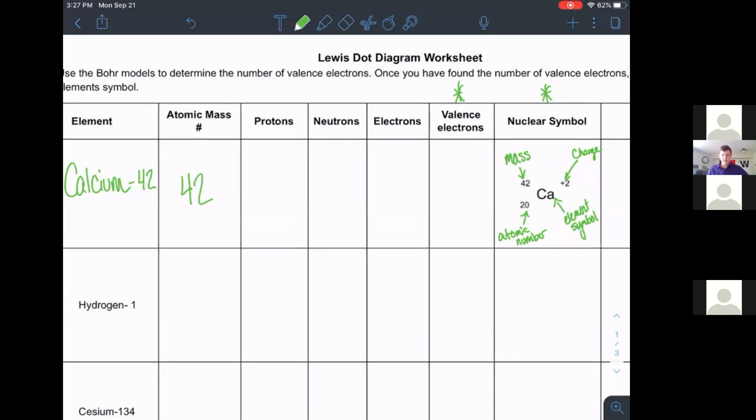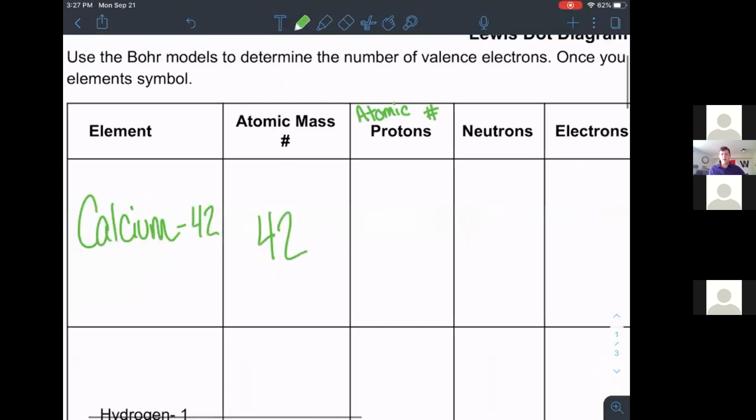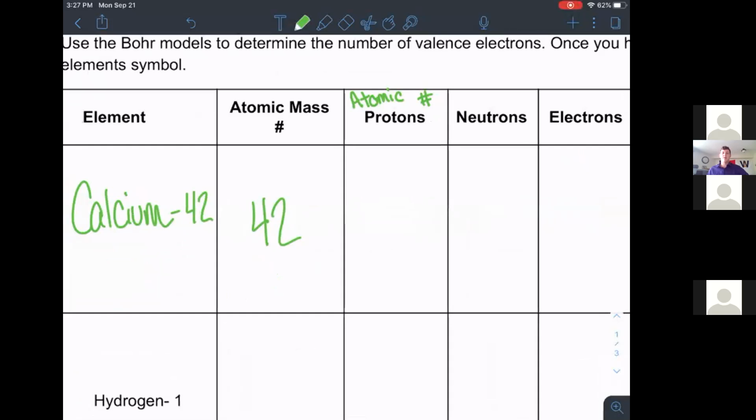The atomic number. So I'm just going to write above it just to remember: same as the atomic number. All right, so we know our protons is really the same as our atomic number, and for calcium, it's always what number? 20. 20, perfect.